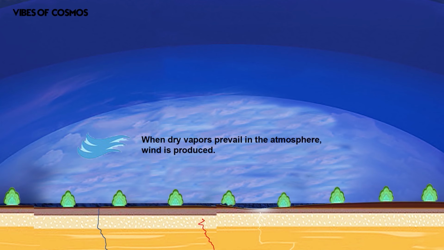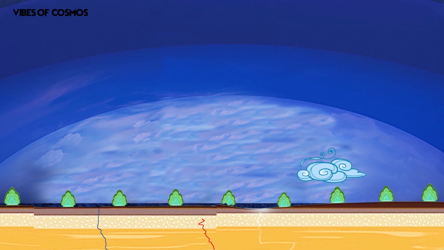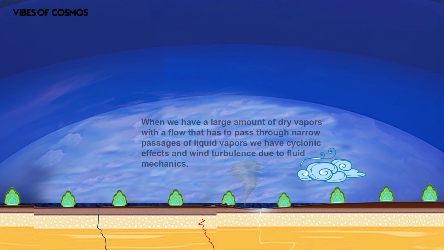When dry vapors prevail in the atmosphere, wind is produced. When we have a large amount of dry vapors with a flow that has to pass through narrow passages of liquid vapors, we have a cyclonic effect and wind turbulence due to fluid mechanics.